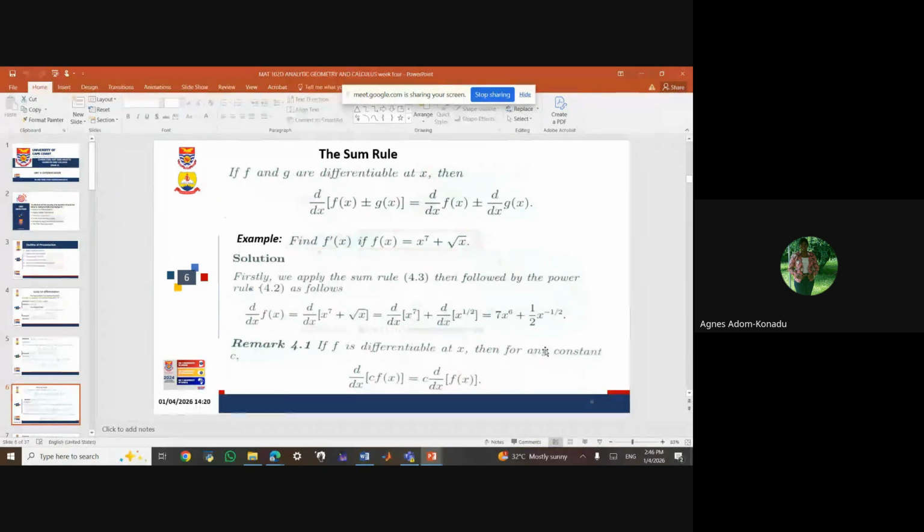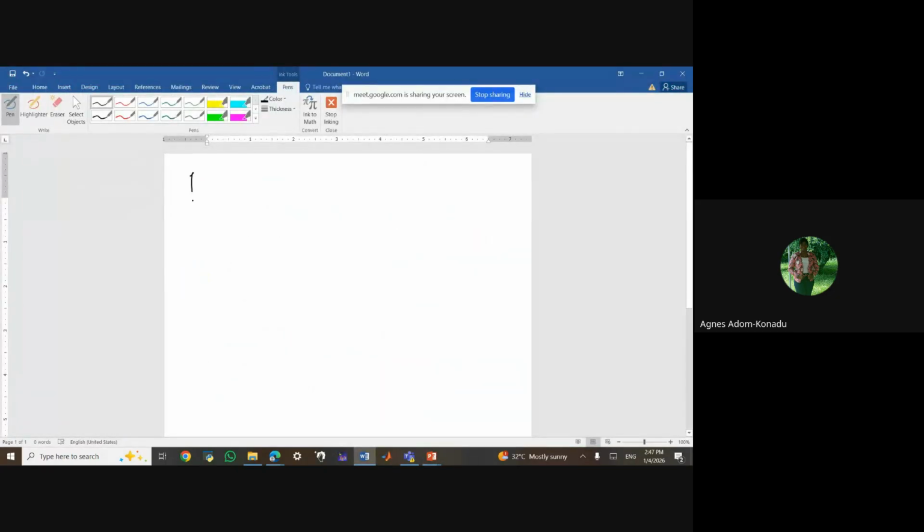Okay. So we have 7x to the power 6 plus 1 over 2 x to the power negative 1 over 2, which is the same as 1 over 2 root x. It says that if f is differentiable at x, then for any constant, if I have a constant times the function, it's the same as bringing the constant out and then differentiating the function.